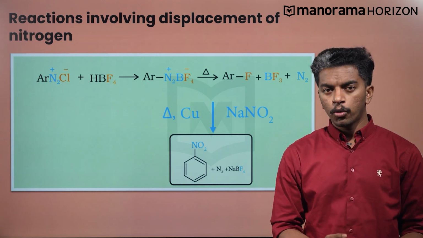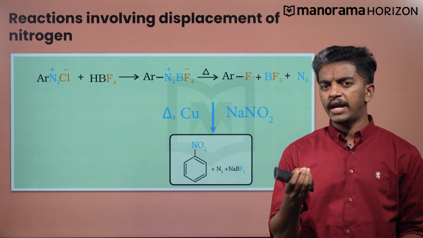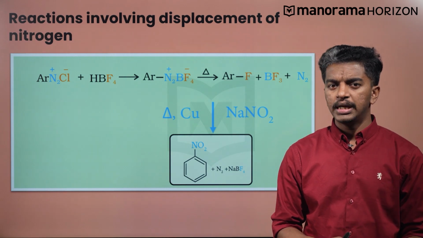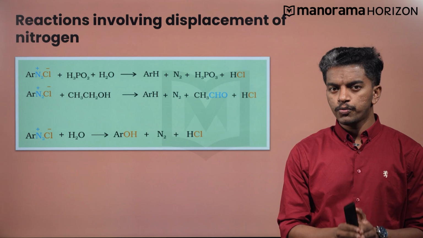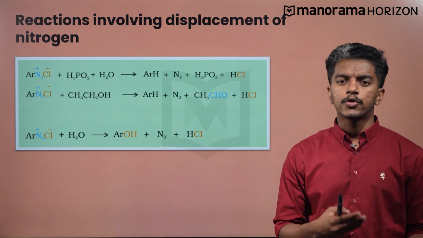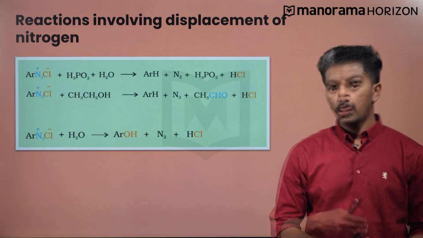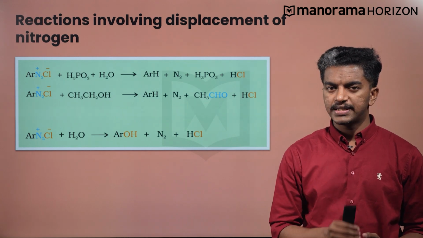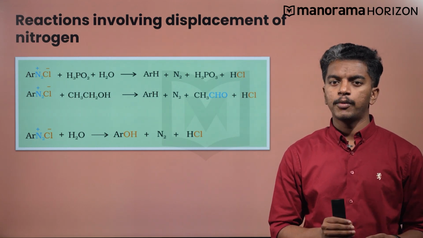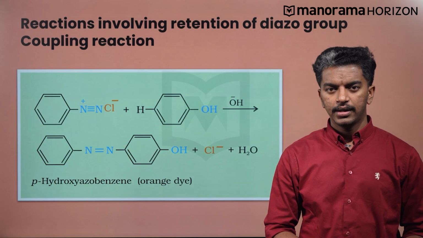The diazonium fluoroborate, if heated with aqueous sodium nitrite solution in the presence of copper, gives nitrobenzene. Diazonium salts may be reduced to benzene in the presence of hypophosphorous acid or ethanol. Also, diazonium salt solutions are hydrolyzed to phenol at about 283 Kelvin.